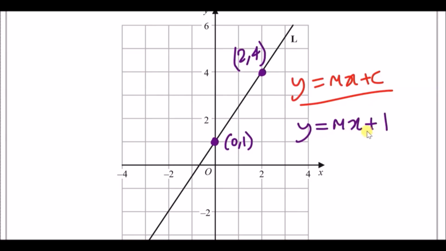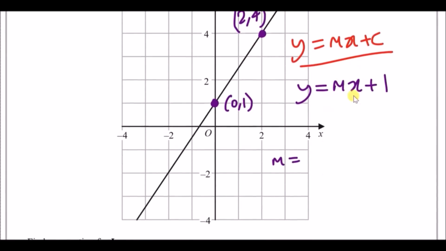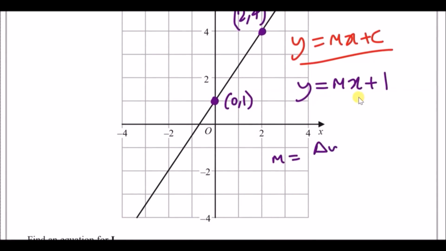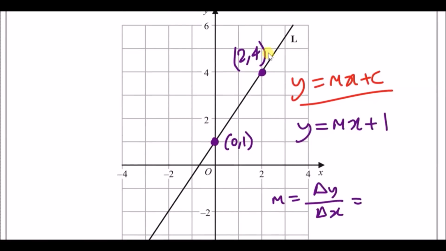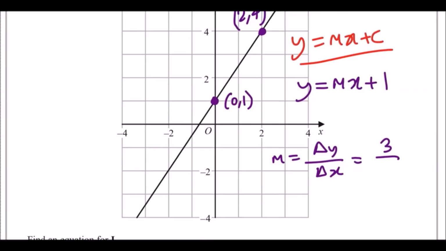Now to find the gradient, there's a beautiful formula you could do. The gradient formula is this. It's the change in the y-coordinate. So let me write the formula down. It'll be change in y over the change in x. So the triangle means delta, which means change in Greek. So change in y, so 4 take away 1 is 3. And 2 take away nothing is 2.